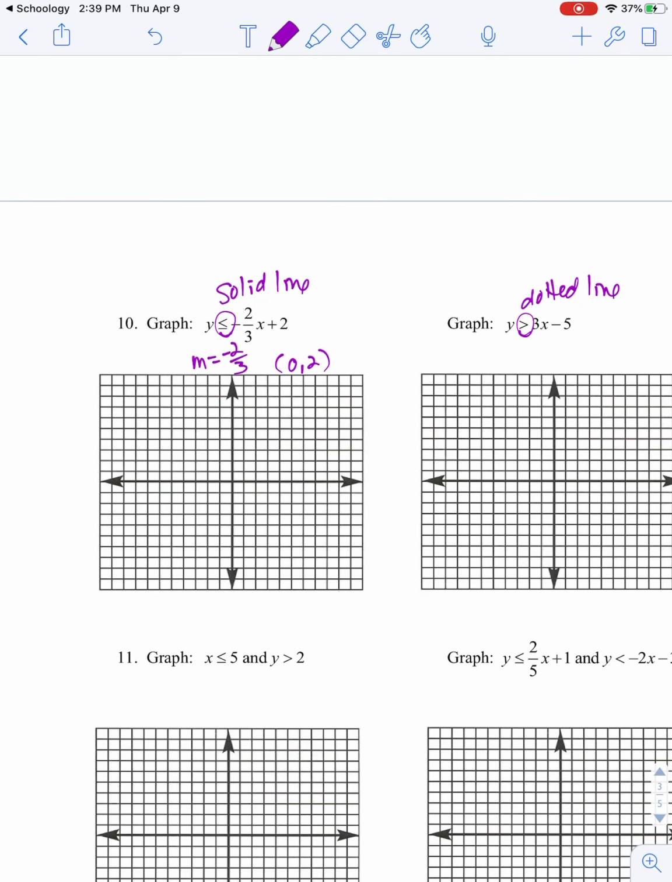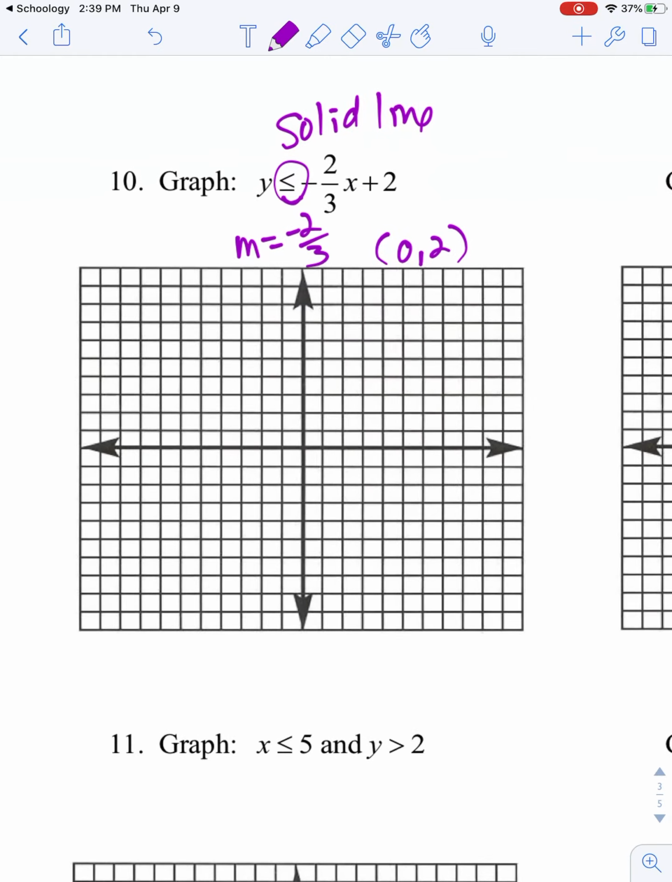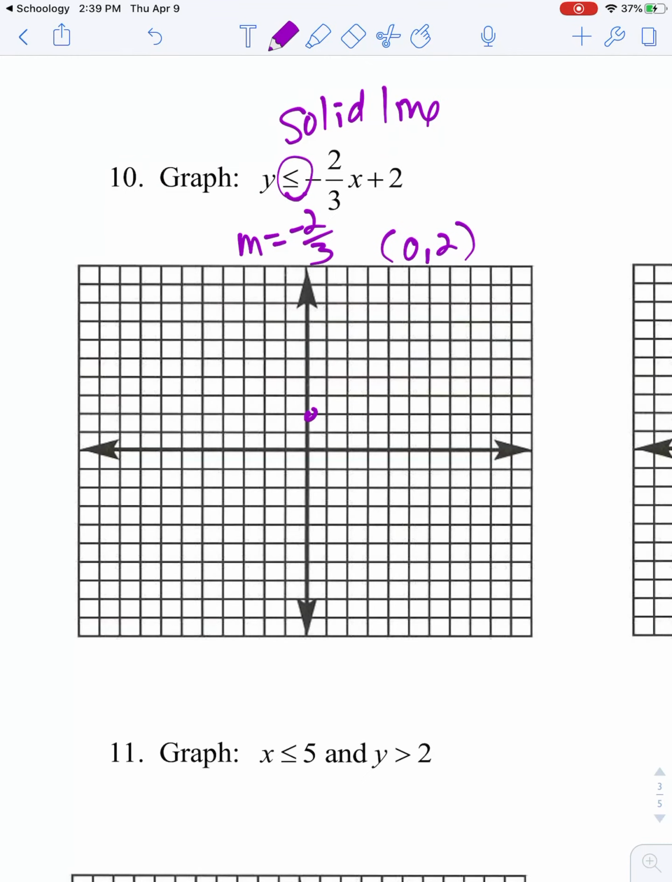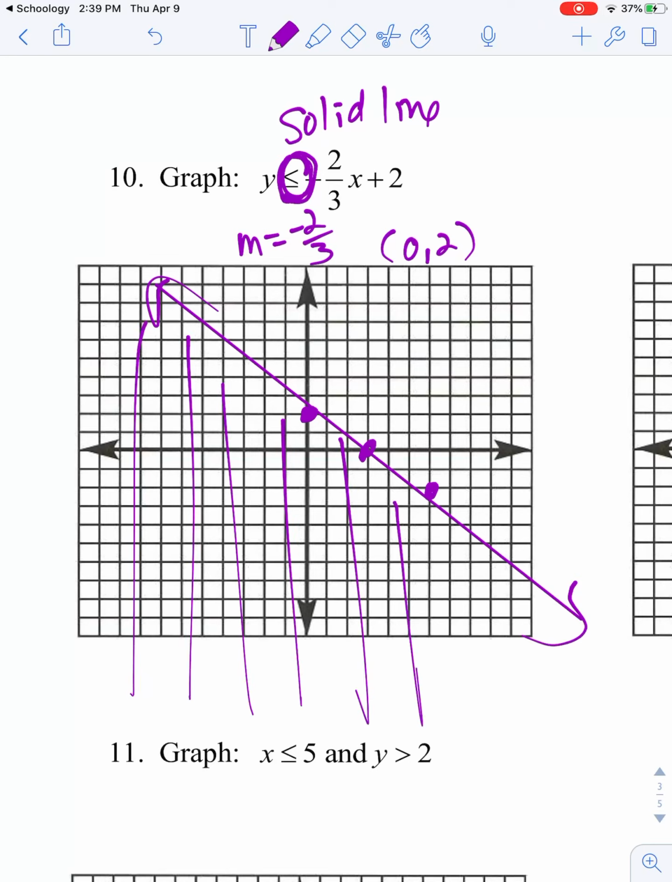Once you draw in your line, you have a couple of different options that you can do. So if I graph this quick, down 2/3, down 2/3, this is a solid line. So you have a couple of different options. If it's already solved for y like this, you can look here, and because that means less than, I know that my shading is down. That's one option. That means it's down below the line. If that was greater than, my shading would be up.